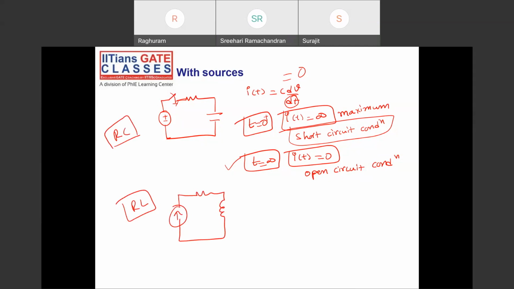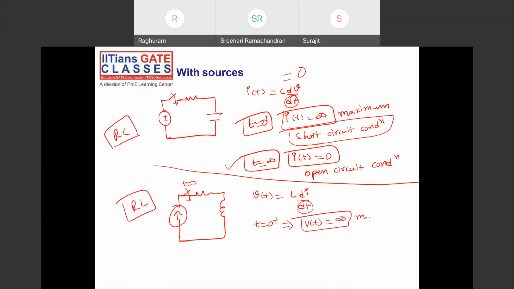Okay. Again, if I have a switch here, which is closed at t equal to 0. So again, V of t is L di by dt. At t equal to 0 plus, what happens? V of 0 plus will be infinity. That means infinite voltage or maximum voltage. Maximum voltage is an open circuit condition, right? Open circuit condition.